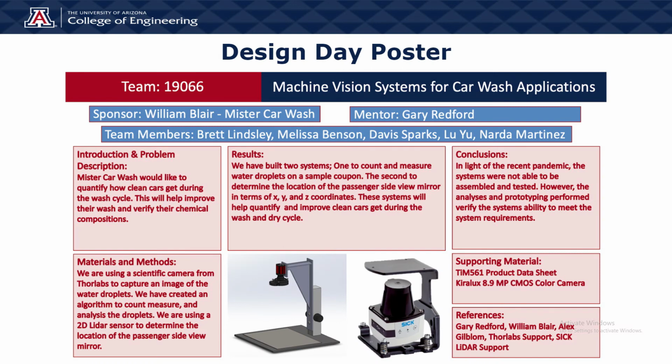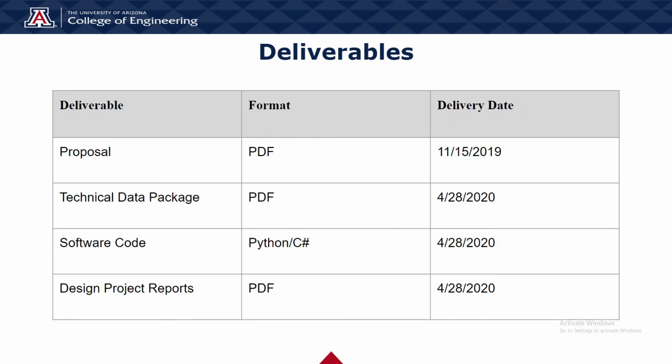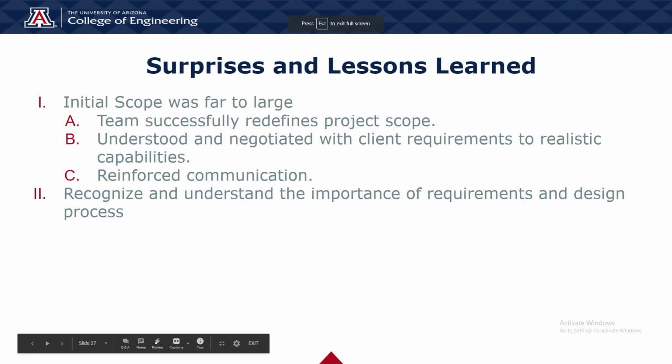It highlights our sponsor, mentor, and our team members. We have gone through a quick introduction and problem description, materials and methods, and explain our results, along with our conclusions and supporting materials and references. Here we have the list of all the deliverables along with the format type and delivery date. We will now go over the surprises and lessons learned.